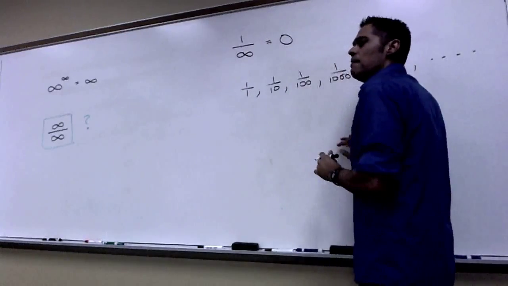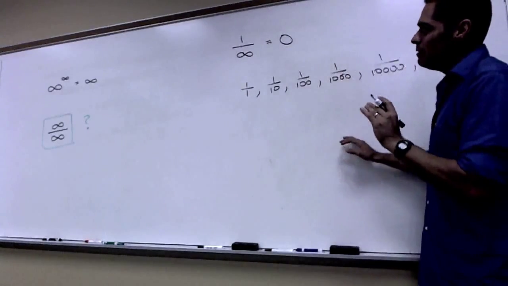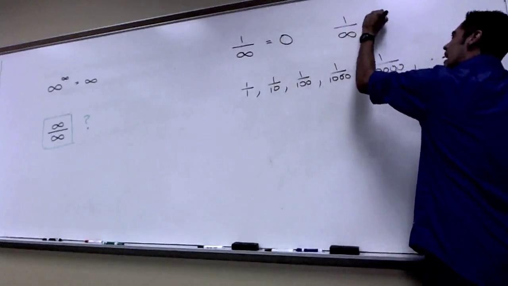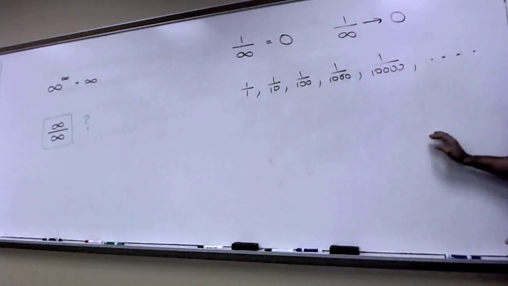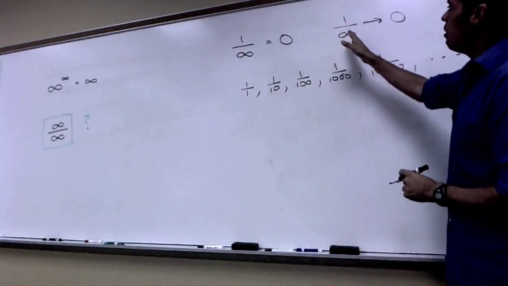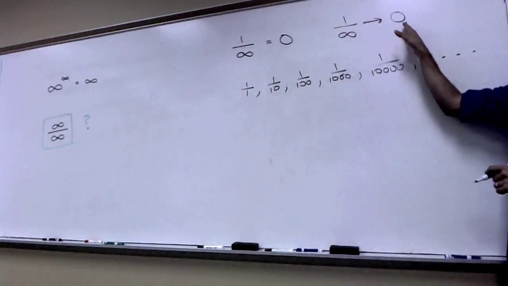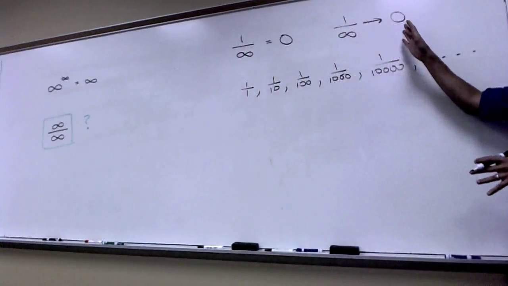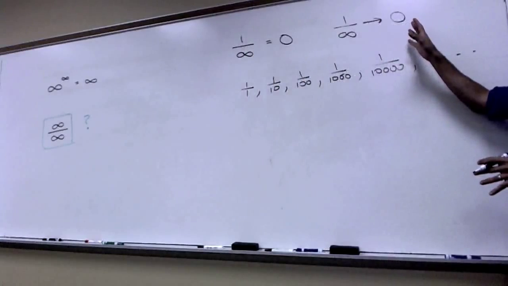something like this to make sense. But what we like to do instead is use an arrow or something to say that we're not saying 1 over infinity even means anything. What we're saying is that 1 over infinity tends towards 0. So the arrow is telling you this is where that thing is heading. It's heading towards 0. Understand?